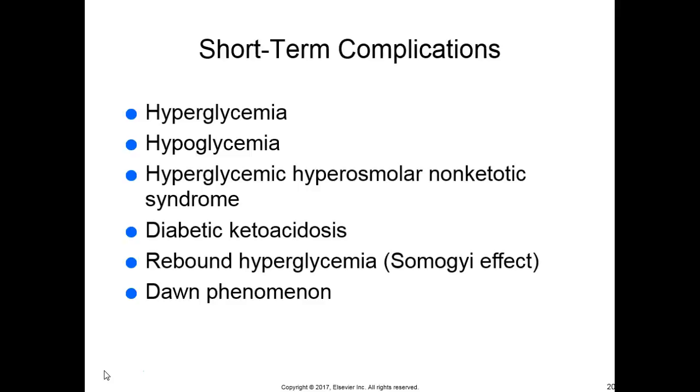Another complication for patients who have type 2 diabetes is hyperglycemic hyperosmolar non-ketotic syndrome. It is experienced by type 2 diabetics who have high blood glucose levels because of illness or added stress such as an infection. So the glucose levels can be greater than 600 milligrams per deciliter, and in some cases can go well over 1,000 milligrams per deciliter.